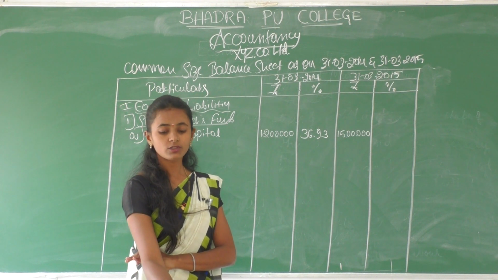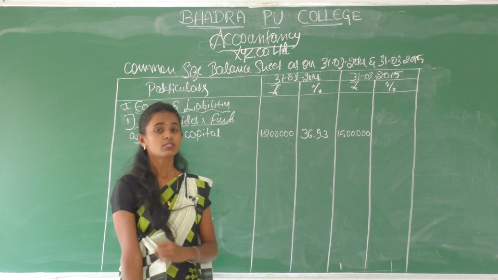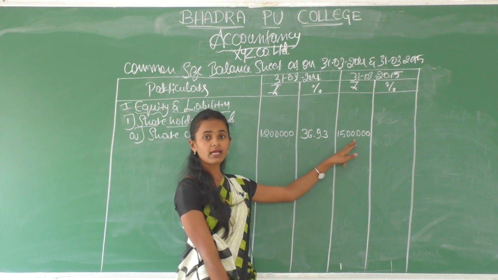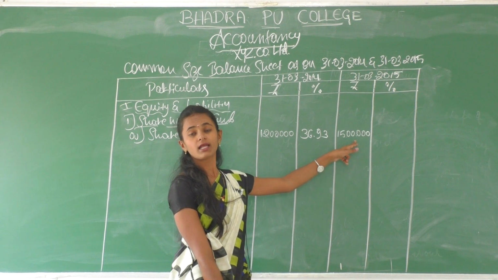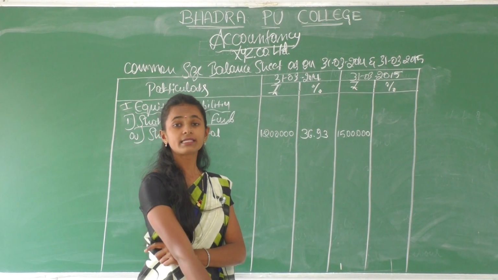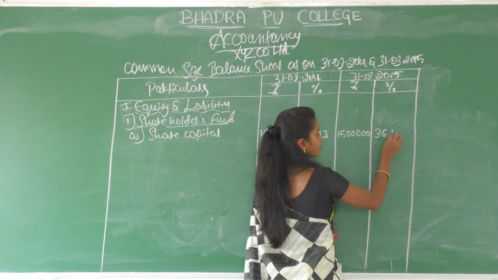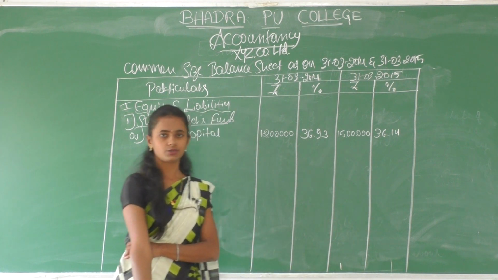In case of 2015, our common value is 41,50,000. So the calculation is 15 lakh divided by 41,50,000 into 100, then you will get 36.14%.